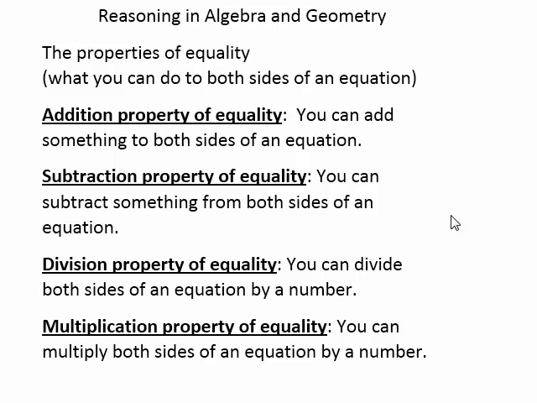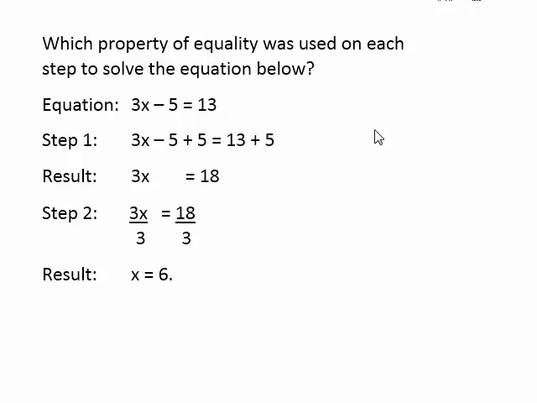First of which is the addition property of equality. That just tells us that we can add something to both sides of an equation. The subtraction property of equality tells us that we can subtract something from both sides of an equation. The division property tells us we can divide both sides of the equation by a number, and the multiplication property tells us that we can multiply both sides of an equation by a number.